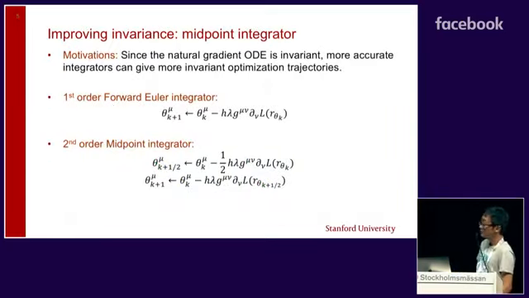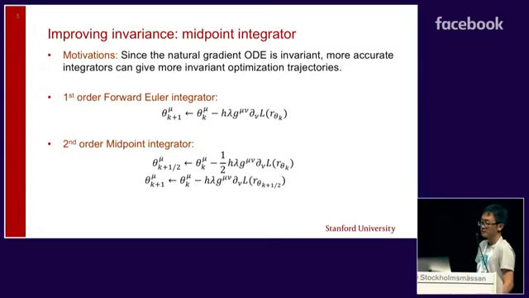Since the natural gradient ODE is invariant, we propose to use more accurate solvers to solve the natural gradient ODE so that we can preserve the invariance better. Here we choose a midpoint integrator. It first computes the natural gradient direction, which is the same as the forward Euler method, but only uses half the step size to do the update, so that it gets an intermediate parameter theta k plus 1/2. And then it computes the gradient at this intermediate parameter and uses the gradient to do the final update.